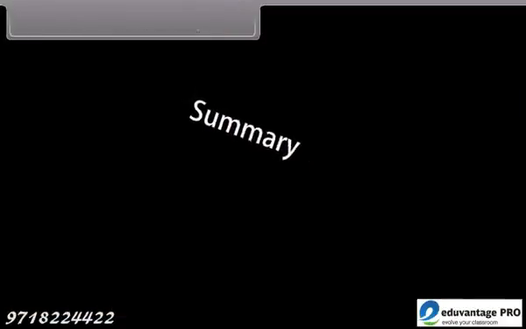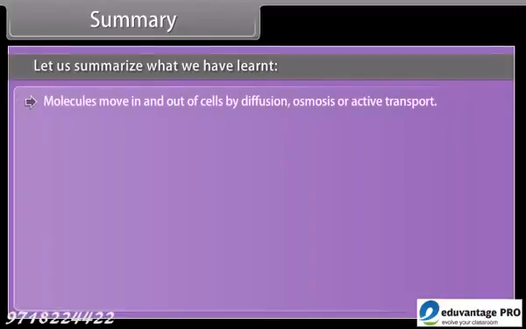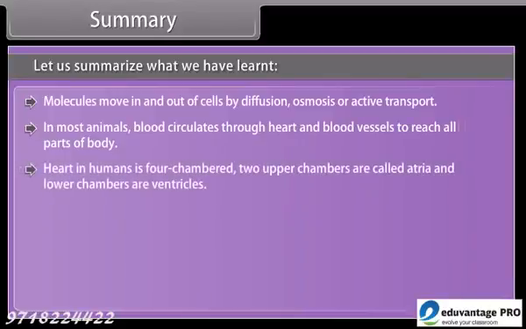Summary. Let us summarize what we have learned. Molecules move in and out of cells by diffusion, osmosis, or active transport. In most animals, blood circulates through heart and blood vessels to reach all parts of the body. The heart in humans is 4-chambered. 2 upper chambers are called atria and lower chambers are ventricles.